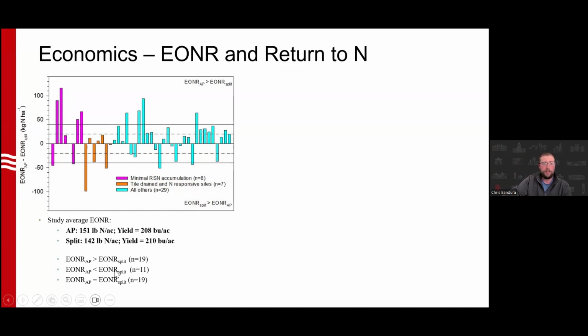And then down here it breaks down where we needed more or less N for at-plant versus split. When we say that the two timings resulted in an equal EONR, what that meant was those optimum rates between timings were within 20 pounds of each other. That's what we used as our practical difference. So about a third, a little better than a third of the sites, they were the same. About a third, at plant took more N, and for the rest, at plant was actually beneficial.